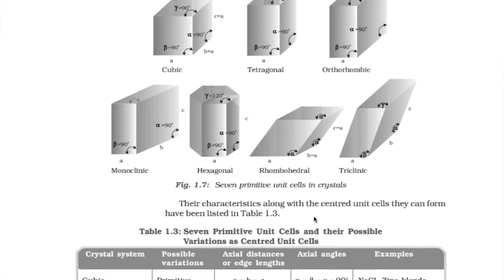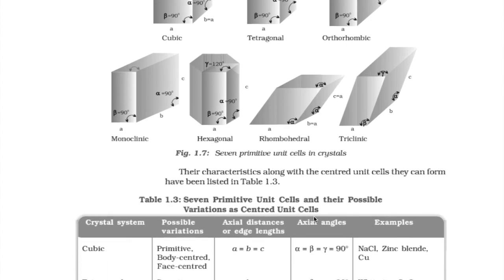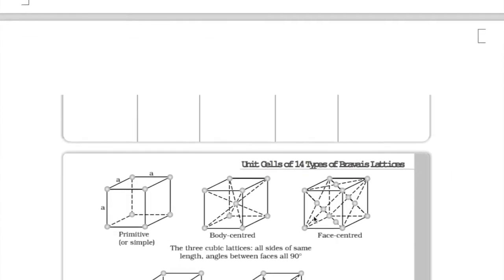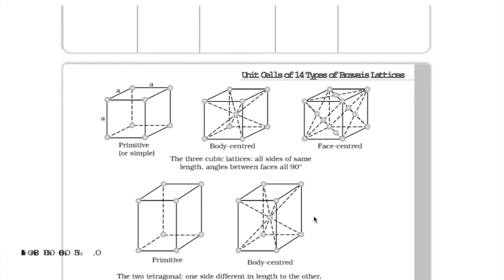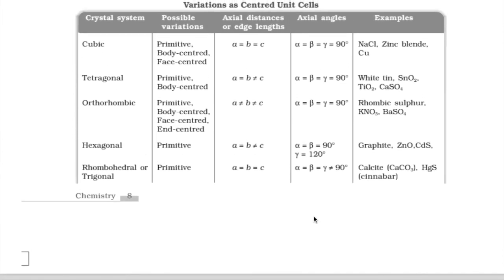Students, now I think that all 7 types of crystal system are clear to you, as well as the 14 types of Bravais lattices and their structures. You can learn the examples of different types of crystal system from this table. Thank you.